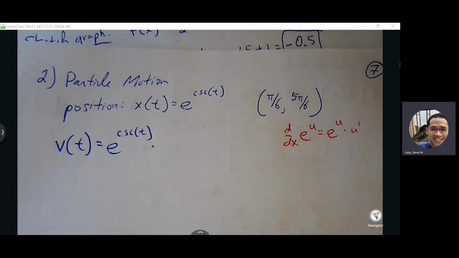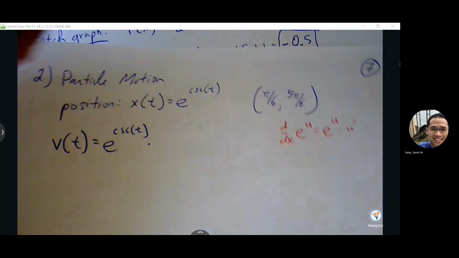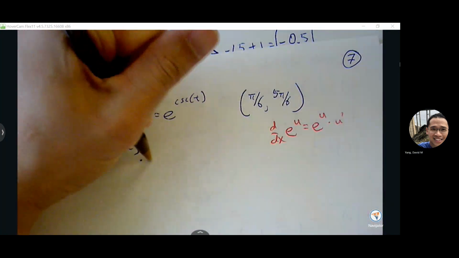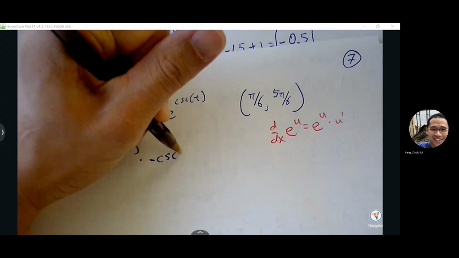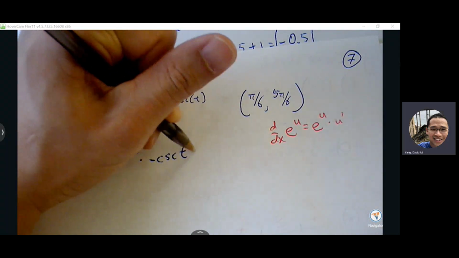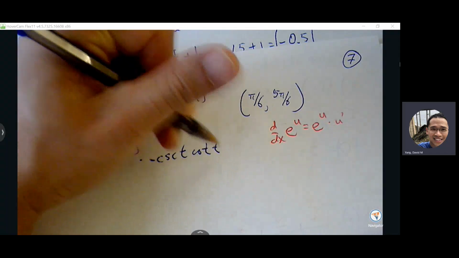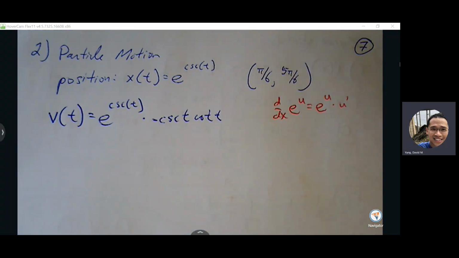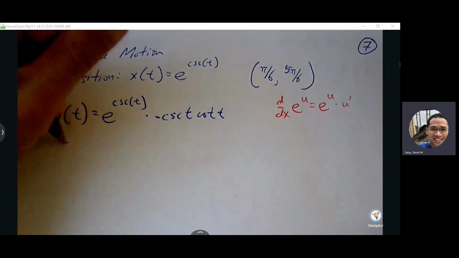Okay. What's cosecant's derivative? Which is times 1, right? So yeah. Okay, so we set our velocity equal to 0.